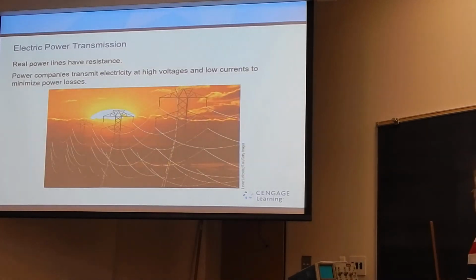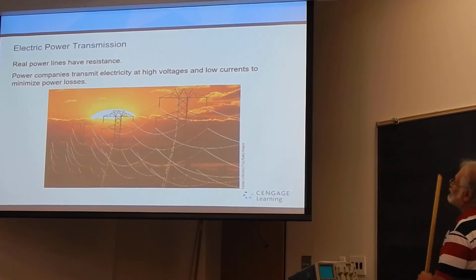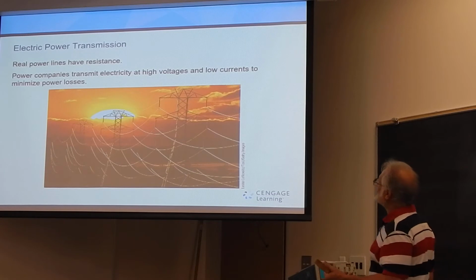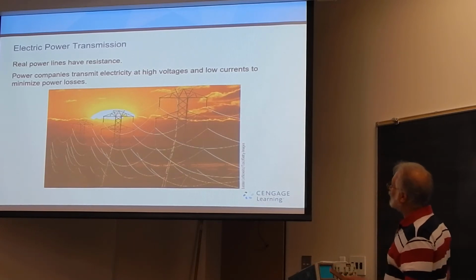And finally, I'll talk about electric power transmission. Real power lines have very little resistance, and we typically find that power companies transmit electricity at high voltages and low currents so that they can minimize their I squared R, or power, losses.